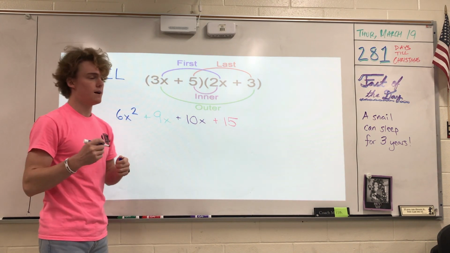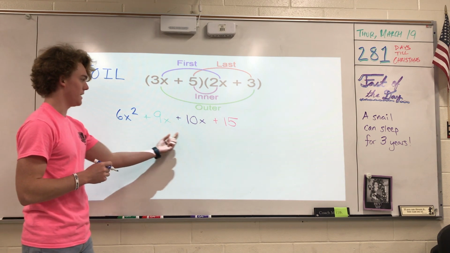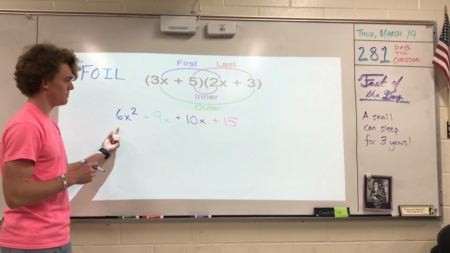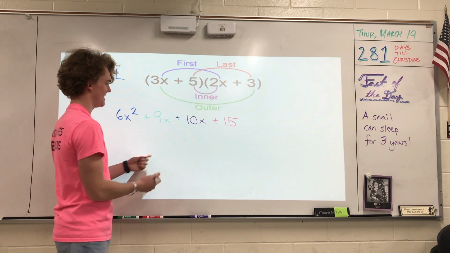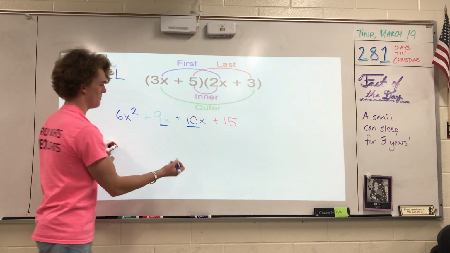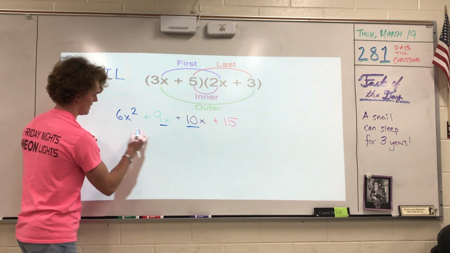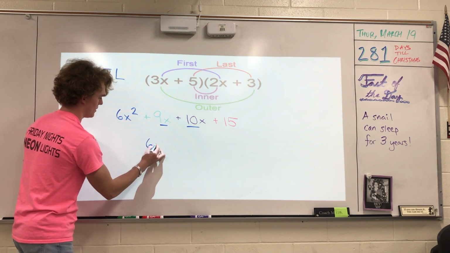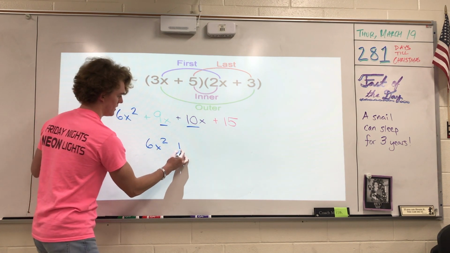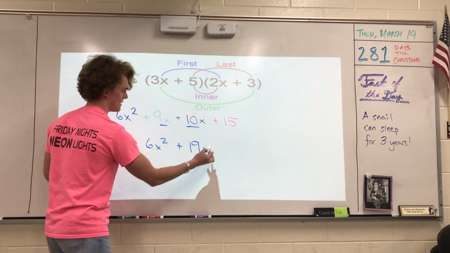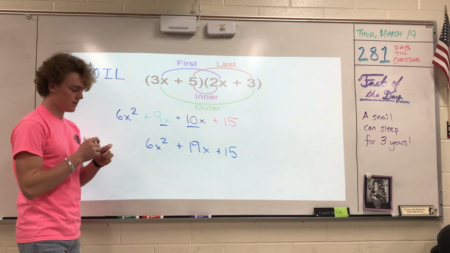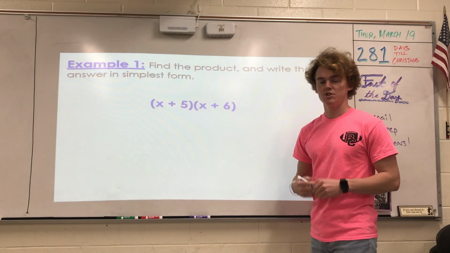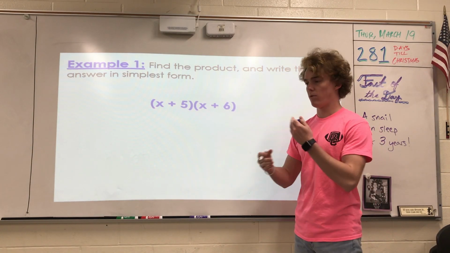Now for my final step, I'm going to combine my like terms. Do you see any like terms up here? Yeah, 9x and 10x. So I'll combine those, that gives me 19x, and I can just add everything else up there as well. 6x squared plus 19x plus 15, and that would be my final answer. Let me show you one more example. You can just follow my work as I go.